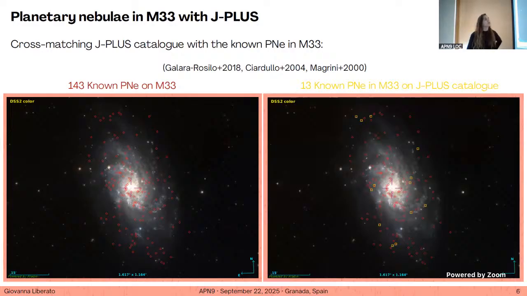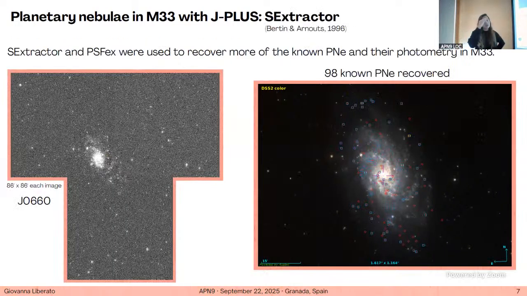So doing a cross-match with the J-PLUS catalog, we were able to find only 13 of them, marked in yellow there, cataloged in J-PLUS. So it's very few. In order to obtain J-PLUS data for more planetary nebulae of M33, we use SExtractor, a software to extract sources from astronomical images.